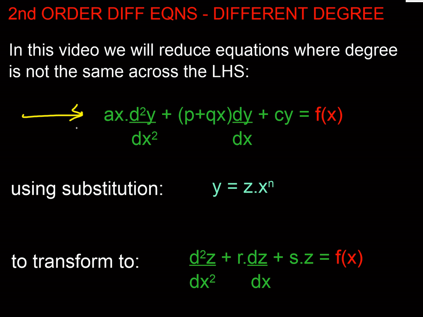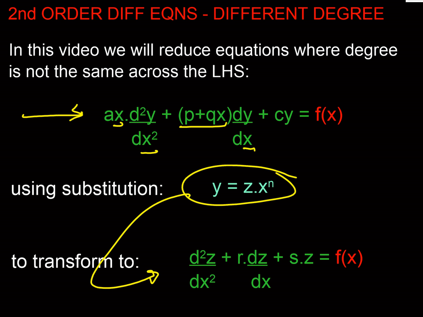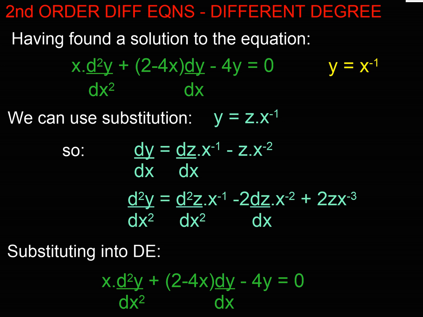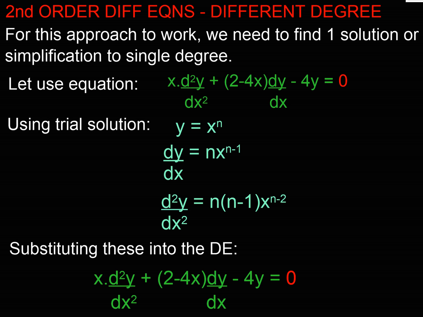Here's an equation and I've got an x here and an x squared there. I've got a p plus qx there and I've got an x there. So we can't just put in y equals x to the n and expect it would all definitely fall out. What we are going to do is look at a substitution that will help us and see if it results in a nice well-behaved equation like this, where z here is a function of x. Okay, so let's have a look and see what happens here.